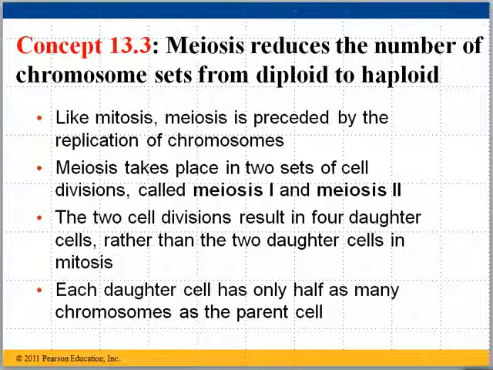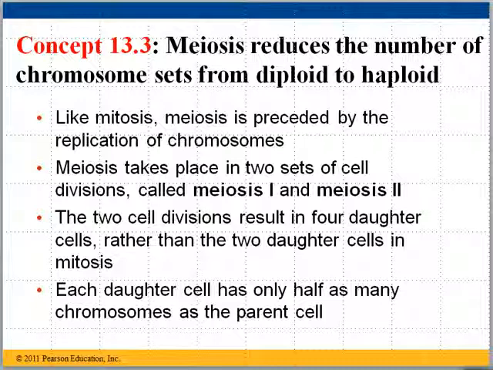So let's take a look at this last chapter concept, 13.3. Like mitosis, meiosis is preceded by the replication of chromosomes. So just like in mitosis, there's an S phase here where the chromosomes replicate and duplicate themselves. And then meiosis actually takes place in two sets of cell divisions. So we have what we call meiosis 1 and meiosis 2. And the good news is they follow the exact same path. There is a prophase, metaphase, anaphase, telophase, or your textbook talks about prophase, prometaphase, metaphase, anaphase, and telophase.